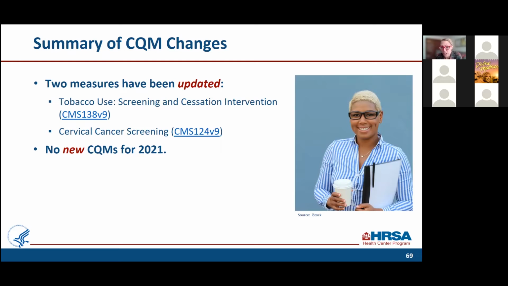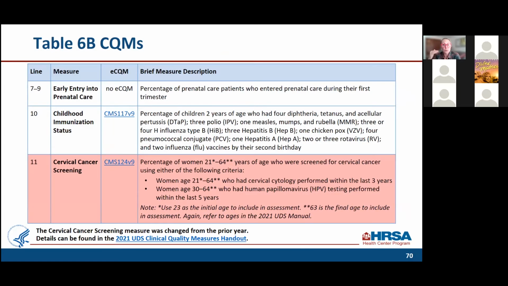So now we're going to move into reviewing the clinical quality measures. As a quick summary, I mentioned this when I showed you that table of all the measures. Two measures in Table B had notable updates to their eCQM: tobacco use screening and cessation intervention, and cervical cancer screening. But there are no new clinical quality measures reported in the UDS for calendar year 2021, just some updates. We're going to go through each now. Some we skip over because I want to get into more detail, but we'll go through them line by line in order.